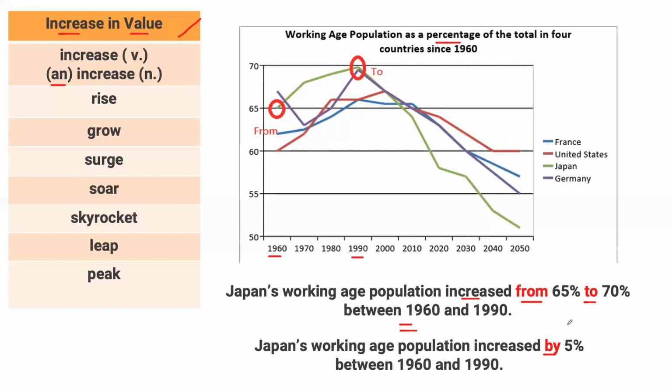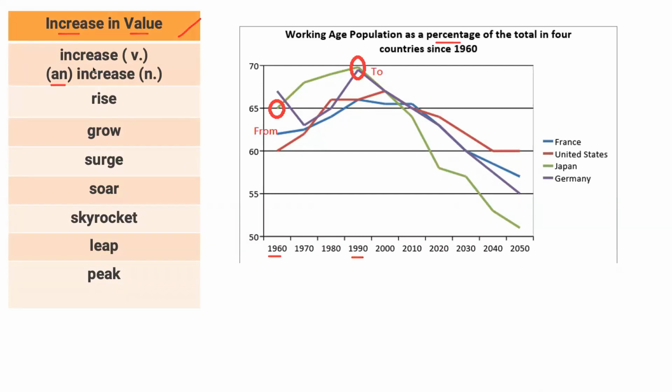One, however, would just showcase your knowledge of the prepositions from and to, and the other would showcase your knowledge about by. Just remember the rule here. If you've got from and to, you have 2 numbers, and by is using the amount of change between the 2 points, which in this case is 5%.